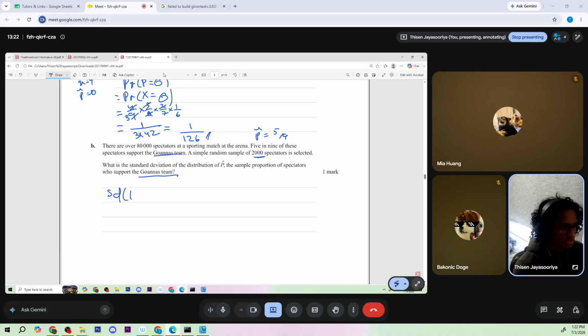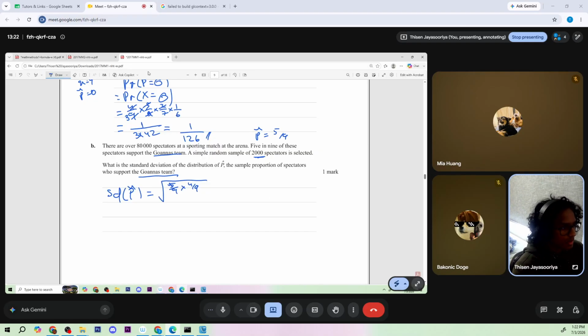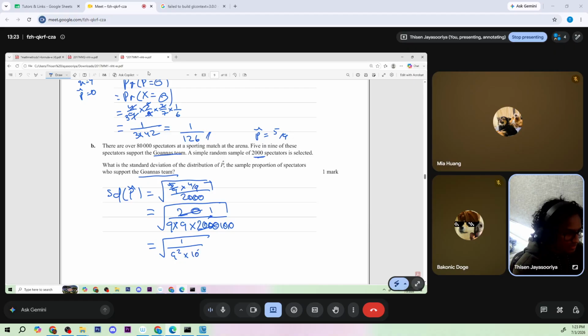So here, the standard deviation of P hat is just going to be 5 over 9 times 4 over 9, because it is P times 1 take away P, divided by 2,000. Here, we can simplify this expression like this. So here, we're left with 20 over 9 times 9 times 2,000. 20 over 2,000 just becomes 1 over 100. So now we have 1 over 9 squared times 10 squared, which means our answer is just going to be 1 over 90.